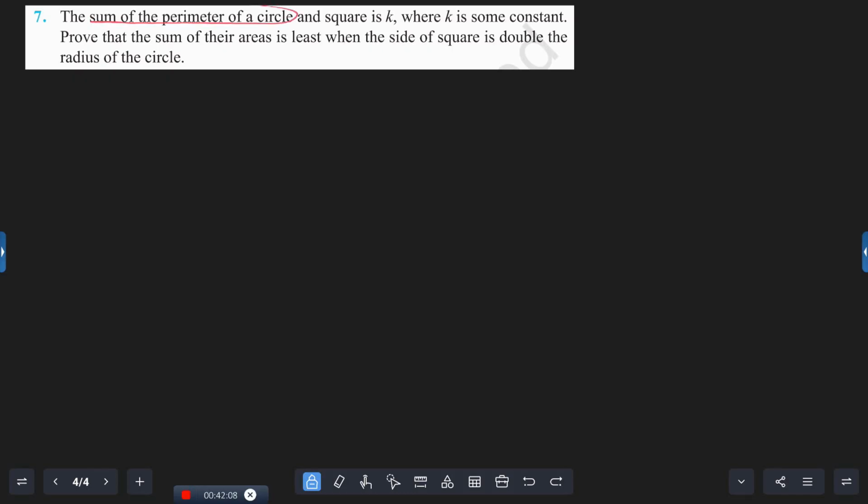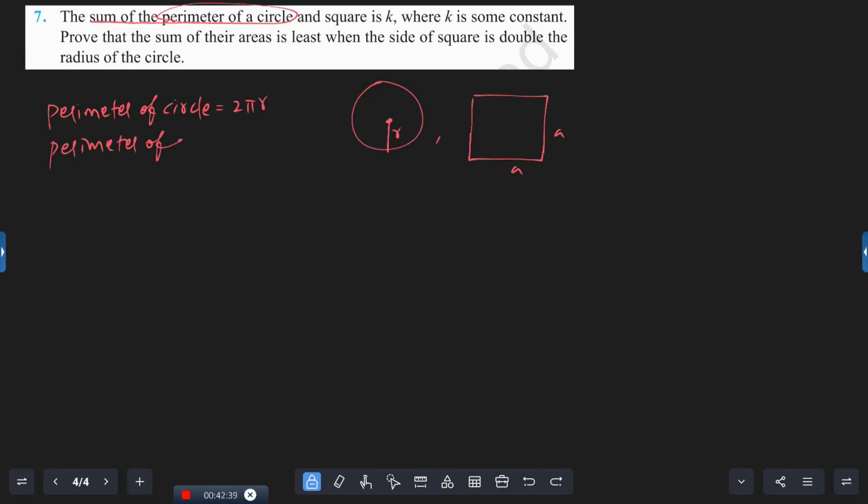Sum of the perimeter of a circle. Perimeter of a circle, what? Yes, 2 pi r. If you take a circle with radius r, the perimeter of the circle is 2 pi r. Perimeter or circumference, same meaning. And for the square, they said, take the side length as a. Then the perimeter of the square is 4a, the sum of all 4 sides.